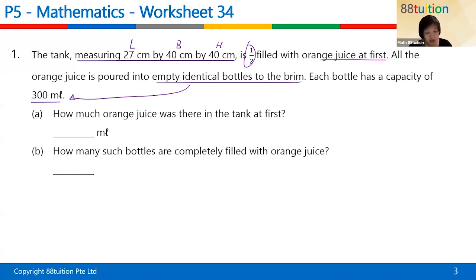First of all, we must know how much orange juice is there. In order to do this, we need to know the volume. What is the volume formula? Length multiplied by breadth multiplied by height, and this will give you cm cube. As I go along, I want you to help me with all the calculation because I need to hold the pen and the calculator. So I want everybody to participate in the chat function.